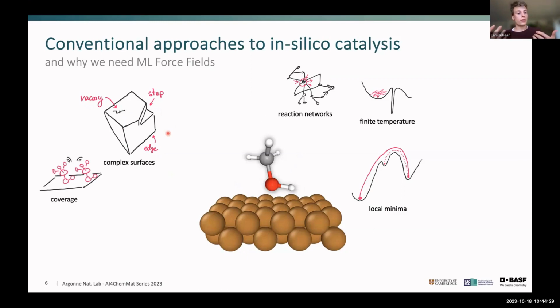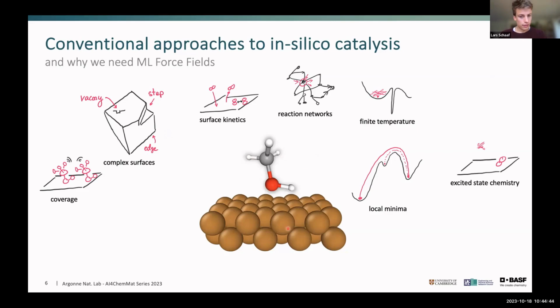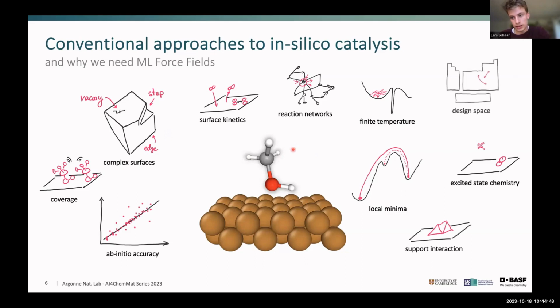What about molecules interacting with other molecules on top of a surface? Maybe we're interested in some excited state chemistry. And there's a bunch of other things that really make it difficult to relate this simplified model to what's happening truly experimentally. And these are all areas where machine learning force fields are being used and are key to tackle these problems, whilst not compromising on the true accuracy.